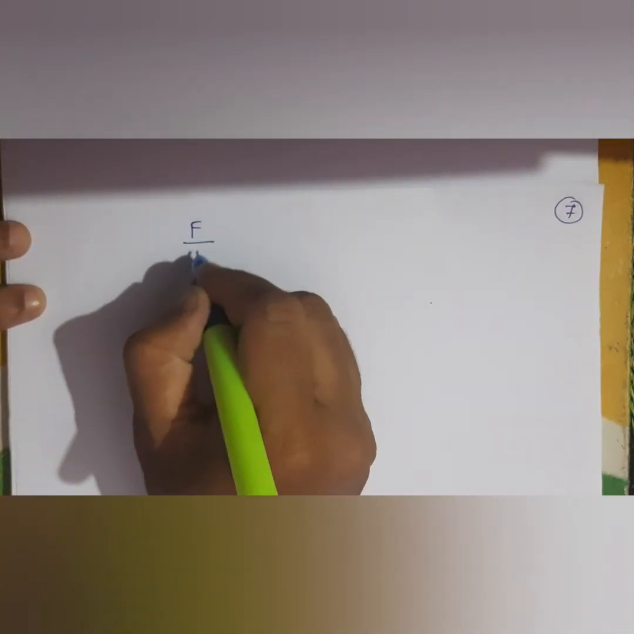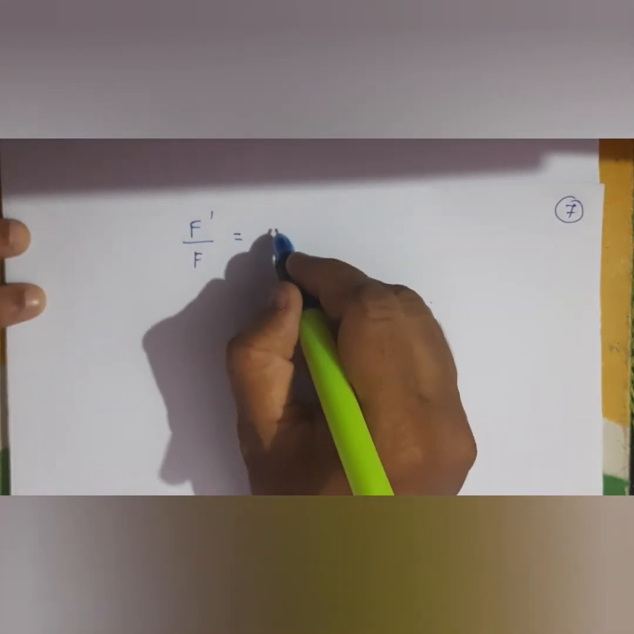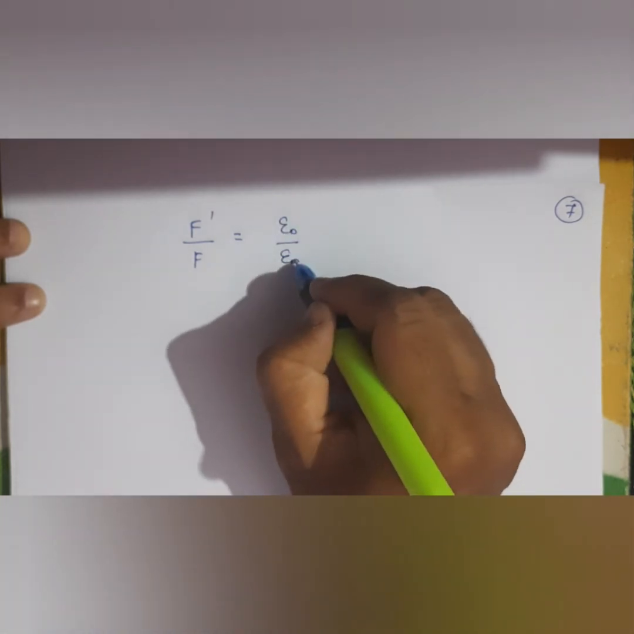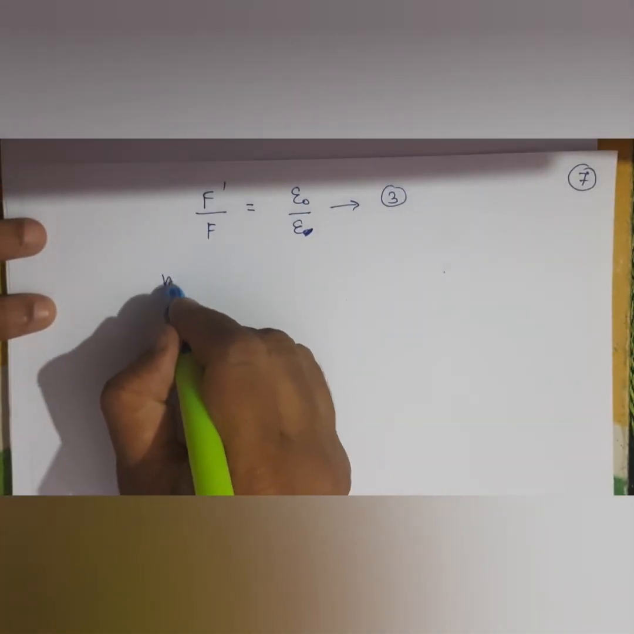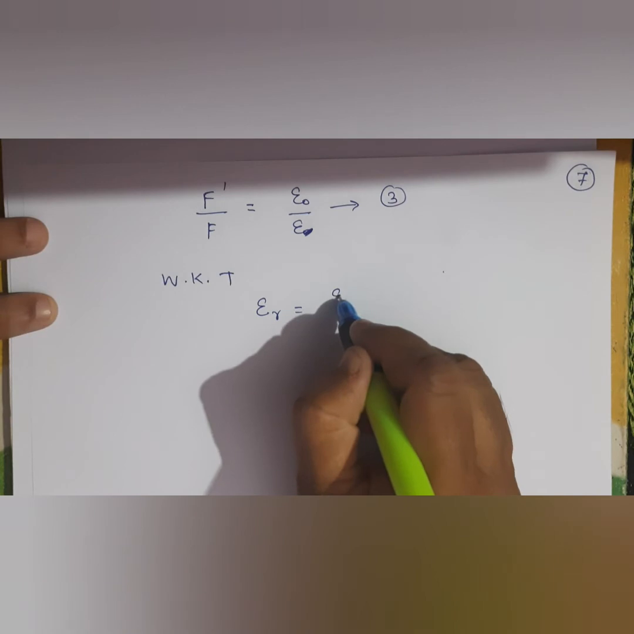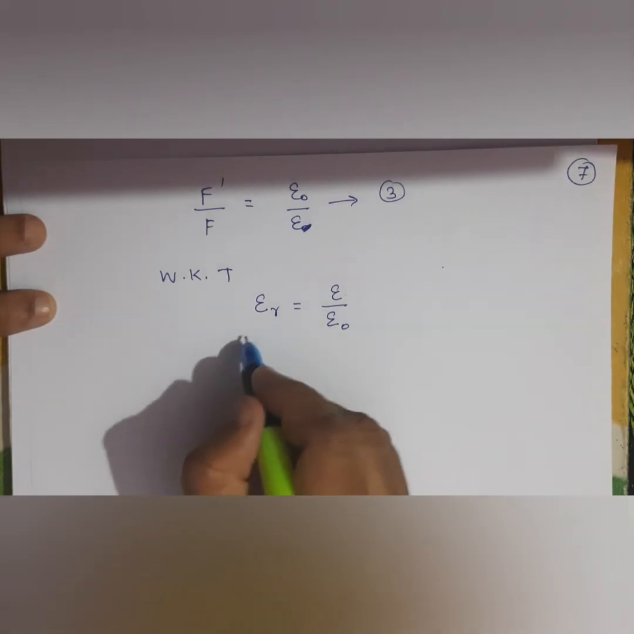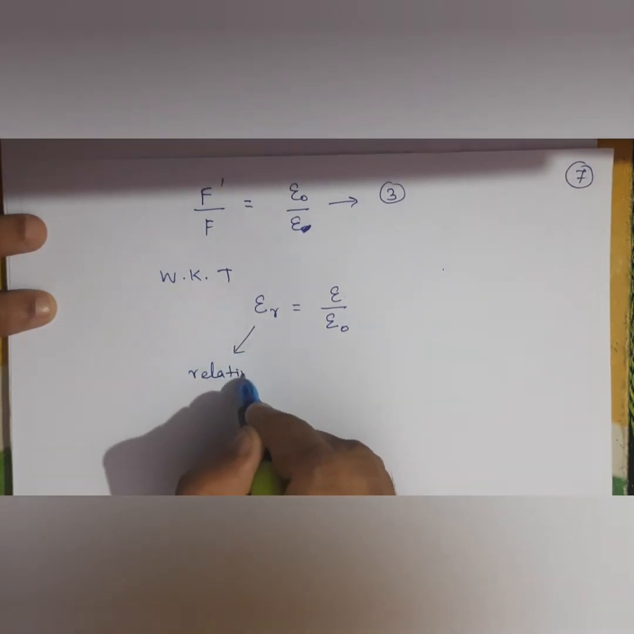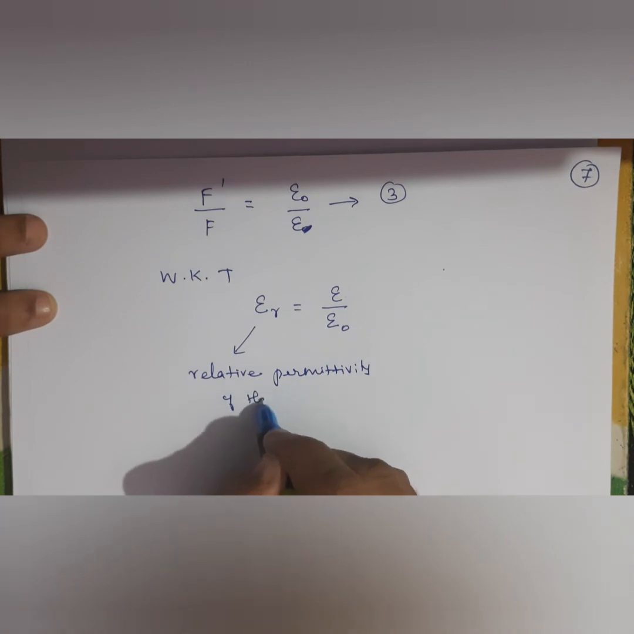Okay. So we get f dash divided by f is equal to, we know that equation number 3. So we know that epsilon r is equal to epsilon divided by epsilon naught. This is the relative permittivity of the medium. Epsilon r means what? Relative permittivity of the medium.